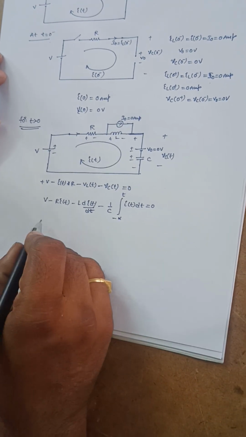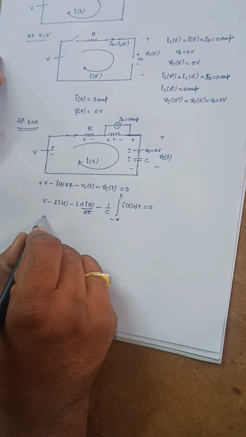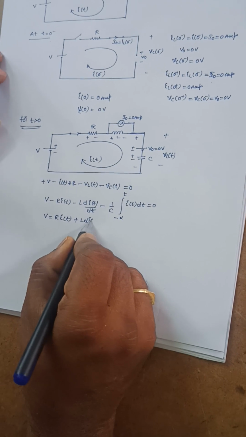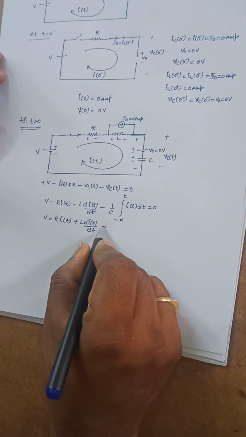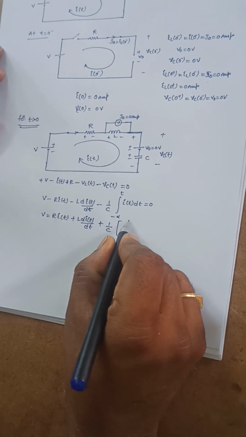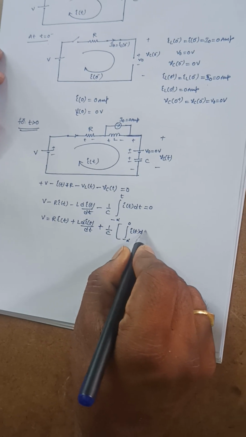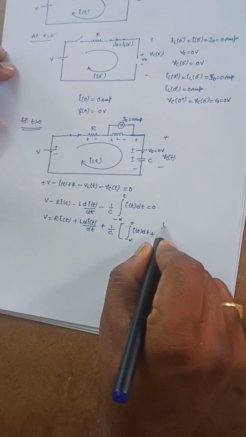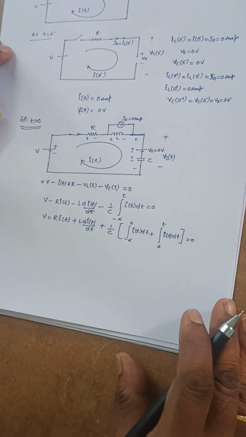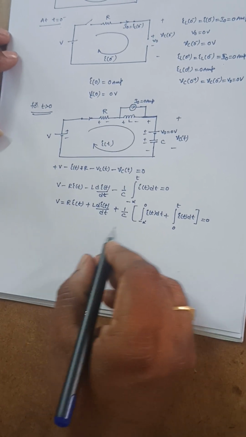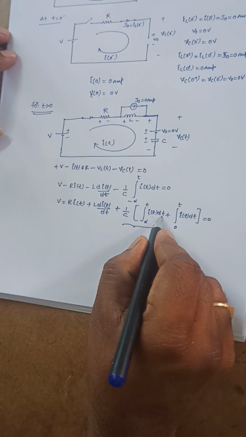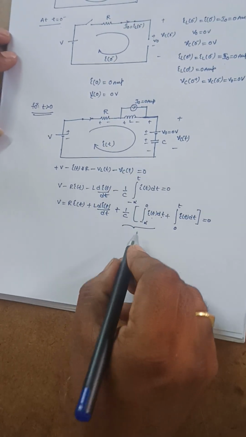If I rewrite this equation, V is equal to R into i of t plus L into di of t by dt plus 1 by C into, splitting this integral, integral from minus infinity to 0 of i of t dt plus integral 0 to t of i of t dt, that is equal to 0 here. Now this 1 by C into integral minus infinity to 0 of i of t dt is nothing but the initial voltage of this capacitor, so that is V0.